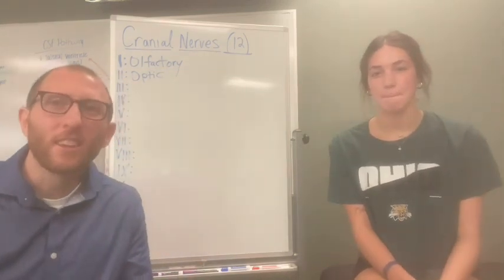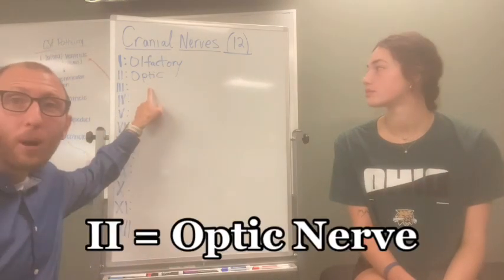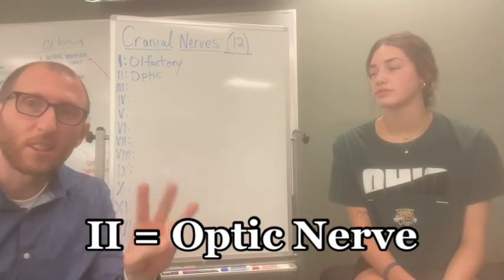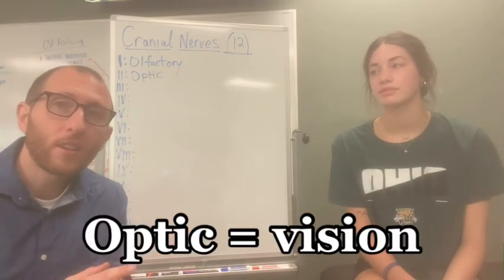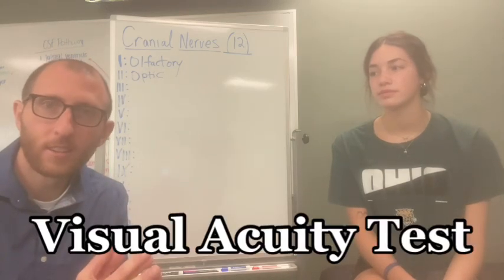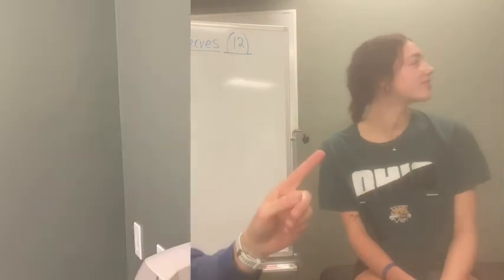All right. It gets a little bit more detailed with cranial nerve 2, the optic nerve. This one actually has 3 different tests because you have different types of vision. Let's start with the visual acuity test. Olivia, let's head on over here.